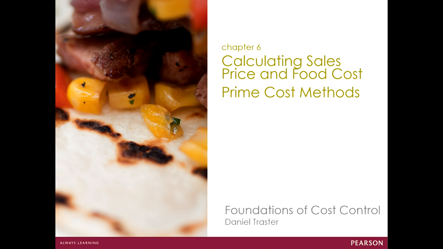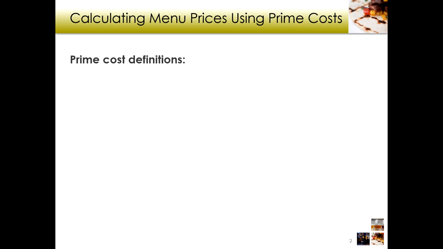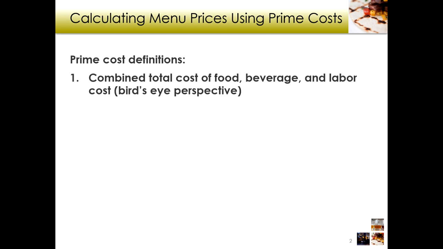Okay, welcome to our next video in setting selling prices. This one we're going to talk about prime cost methods. And the first thing we need to talk about is what is prime cost. So prime cost is the combined total cost of food, beverage, and labor cost. It's our two biggest expenses, our food cost and beverage cost, plus our labor cost.